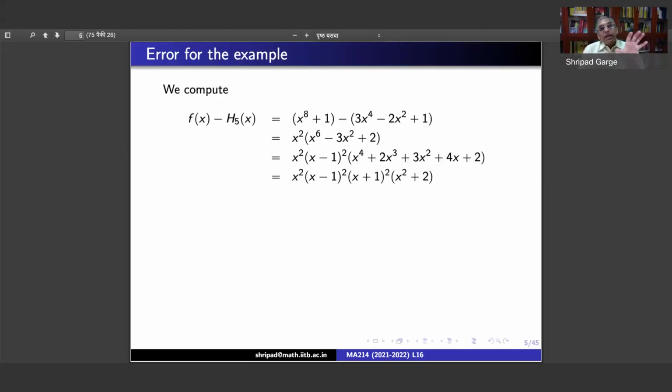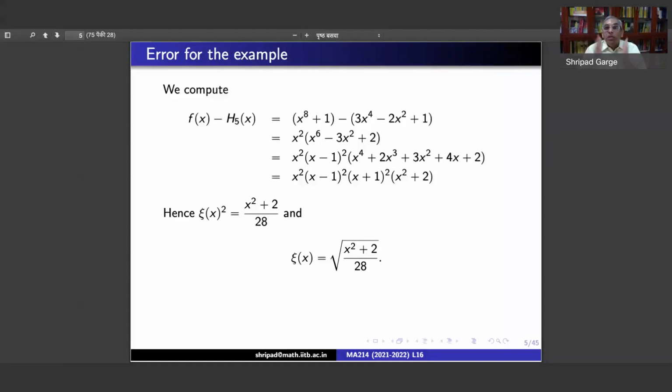So the difference f x minus h5 x divided by x square, x minus 1 square, x plus 1 square is x square plus 2. And this is 3 into xi x square. So that gives us that xi x square is x square plus 2 upon 3. And then we have a formula for xi x, which is the square root of x square plus 2 upon 3. So this is something that every mathematics teacher emphasizes, that we cannot write down the form for the error. You cannot write down the form for the error. That's when you are looking at the general case.